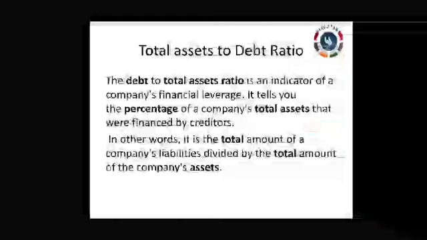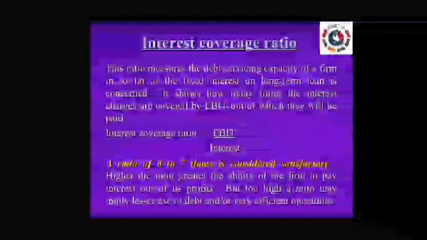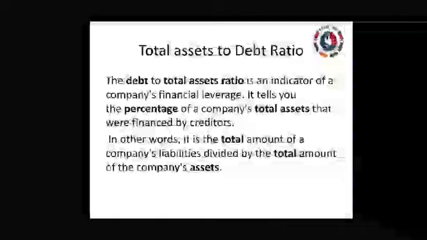Okay, so the asset value will be increased simultaneously. So the creditor has an eye on total asset. So what's the formula for that? Total asset to debt ratio equals total asset divided by long term debts. Do you understand? So total assets divided by long term debt.